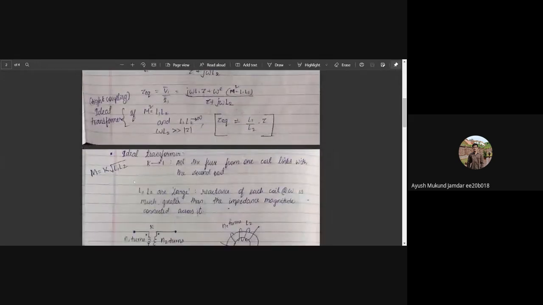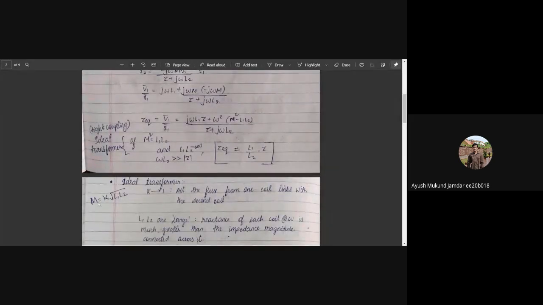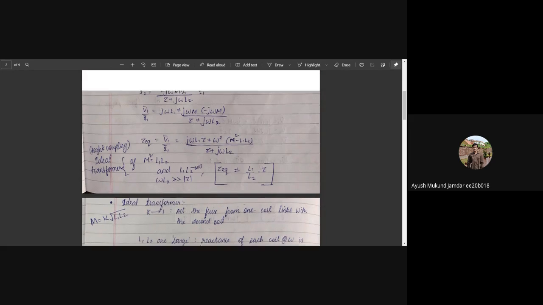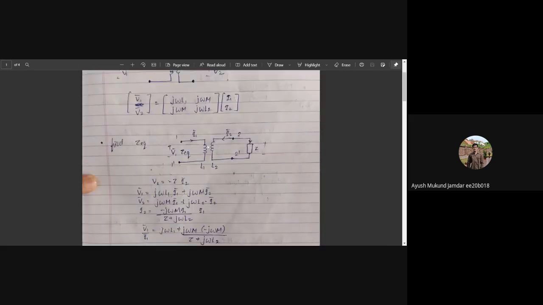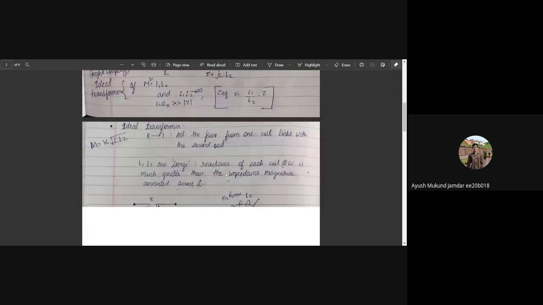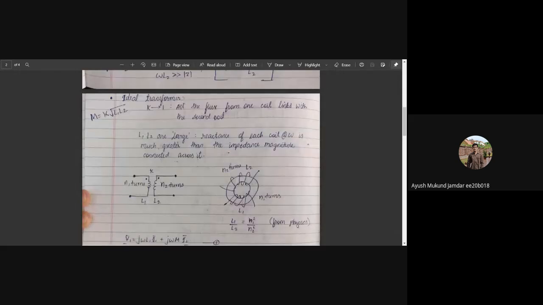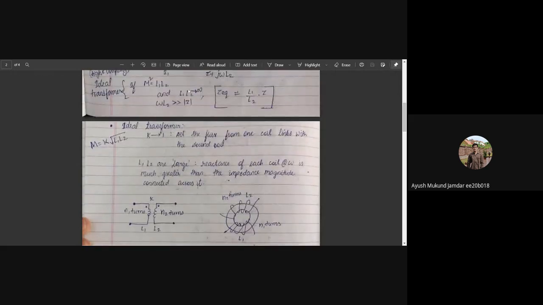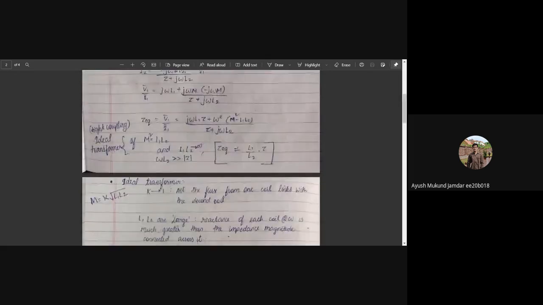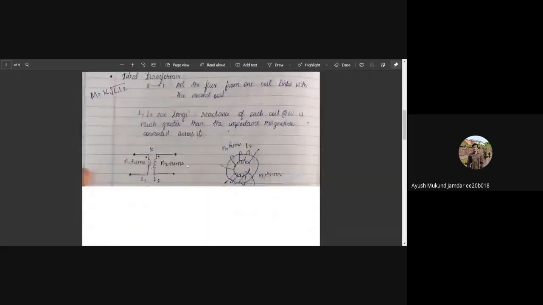What does this mean? So ideal transformer, when we talk about M is K times square root L1 L2. If K tends to 1, and all the flux from one coil will go into the other, and this is again the second case where that was here, that is if L1 L2 are very large, the reactance of each coil at omega is much greater than the impedance magnitude connected across it. That is, omega times L2 is very greater than the magnitude of the impedance Z.